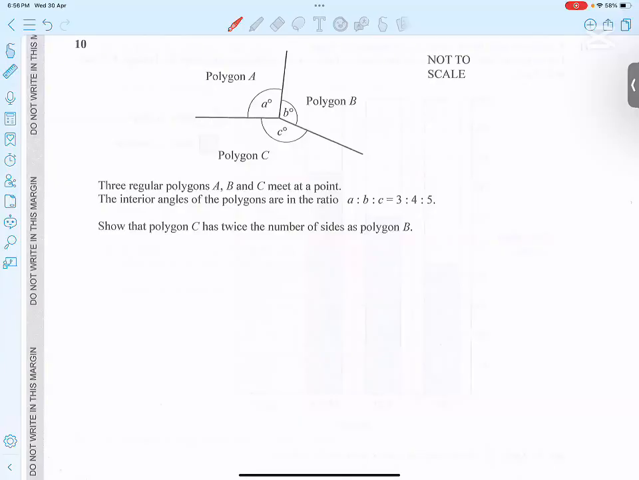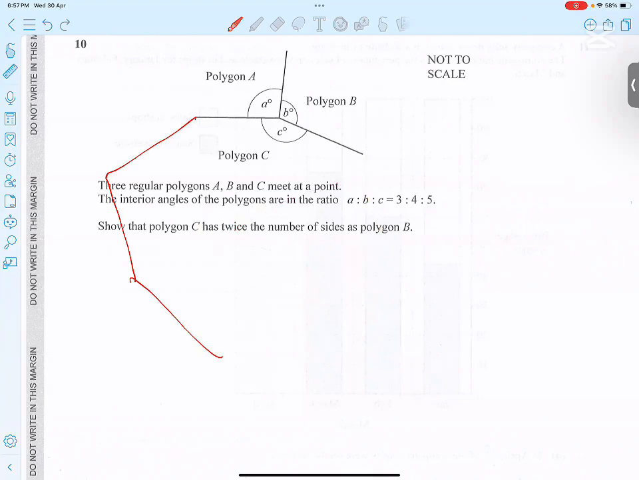Question number 10. Keep in mind, first of all, the question mentions the interior angle of a polygon and the ratio is this one. Show that polygon C is actually a polygon. This, if I check it, is one polygon. I believe you understand the one polygon.